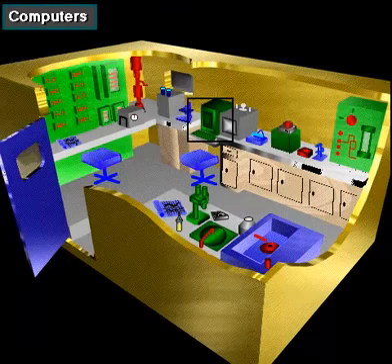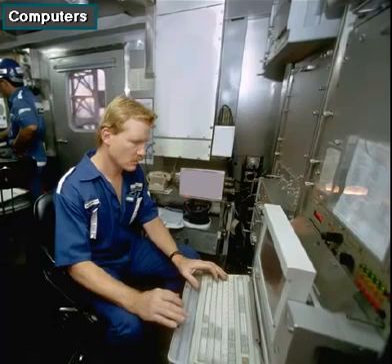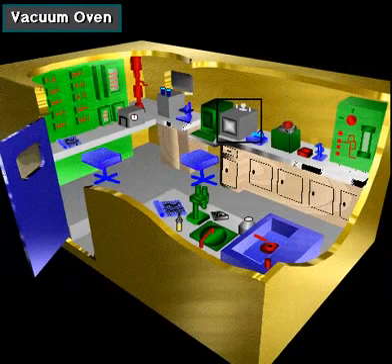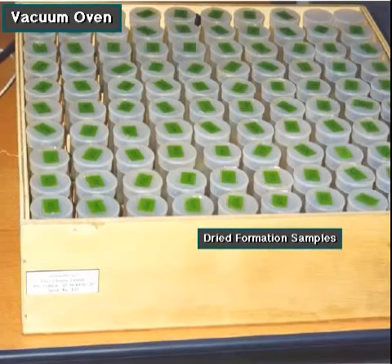Computers help mud loggers analyze, interpret, and report information they gain from mud logging equipment. In some logging units, powerful computers directly read drilling information, process it, and print out detailed reports on the status of the well. Mud loggers use a vacuum oven to dry out formation samples. Then, they evaluate the dried samples for further facts about the formations being drilled.